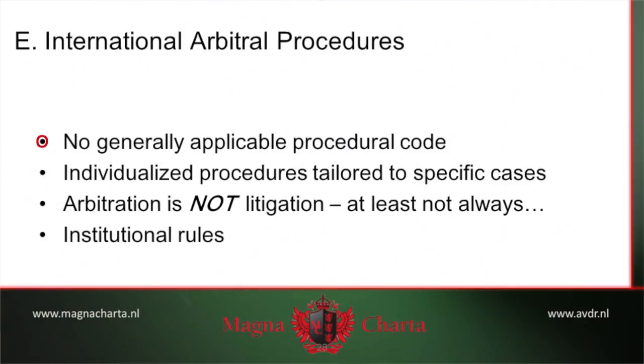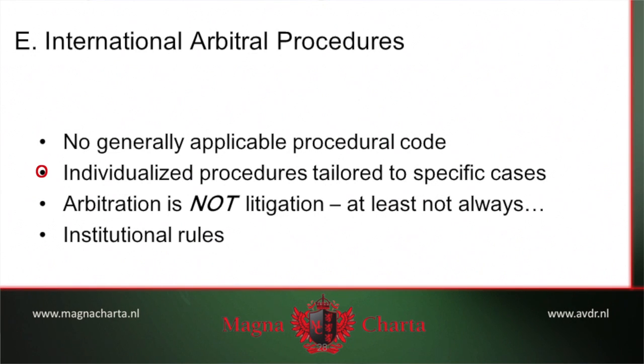There is no generally applicable procedural code. It's not like in the Netherlands, where there is a code of civil procedure that defines the procedural conduct of a Dutch litigation, nor like a litigation in United States courts, where the Federal Rules of Civil Procedure define every step of the litigation process. There's no generally applicable set of procedural rules that applies to all arbitrations. Instead, there are individual procedures tailored to particular cases.